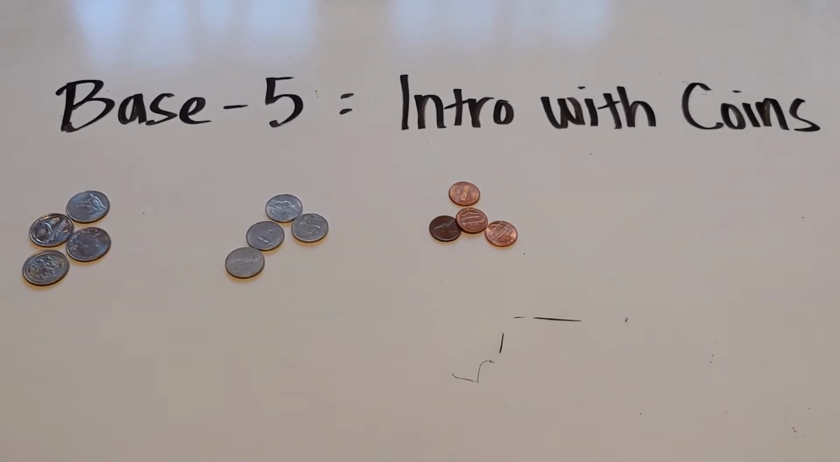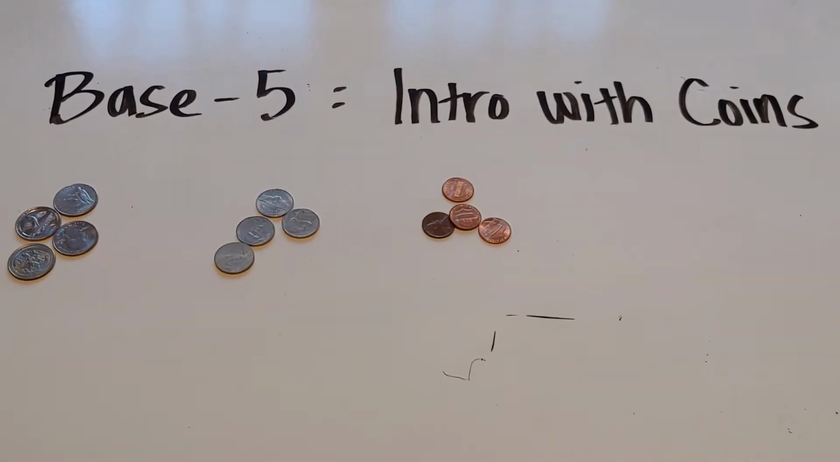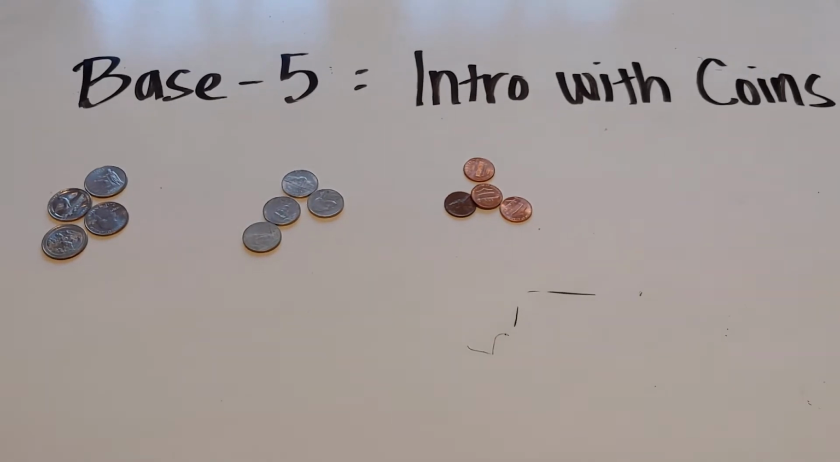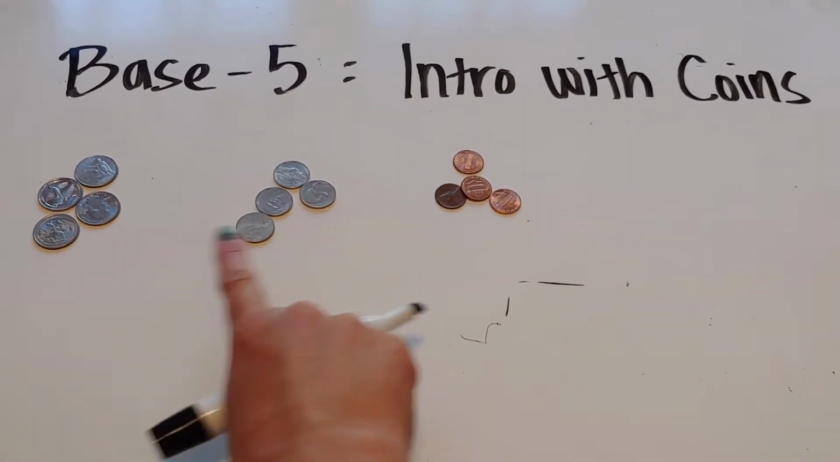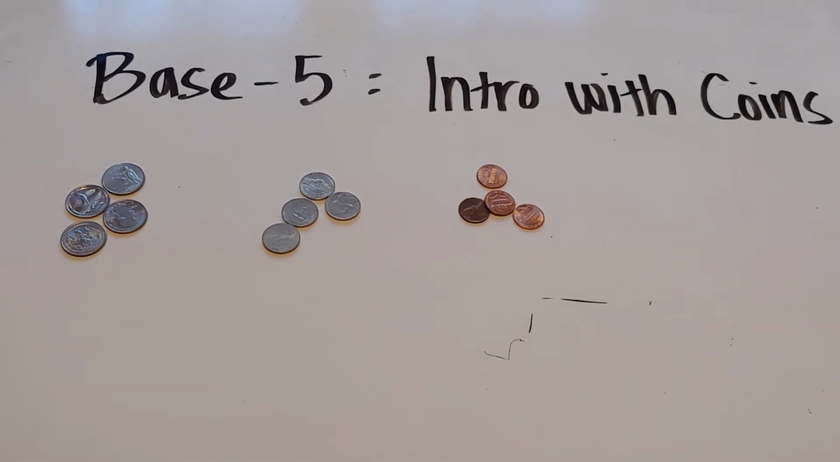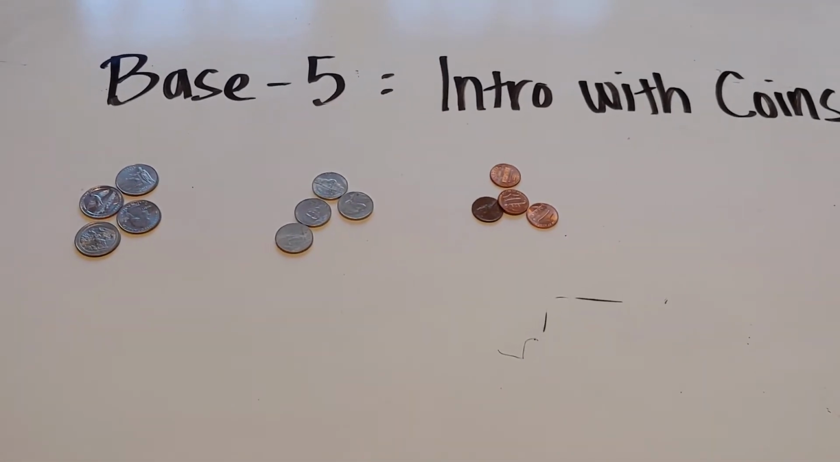We're going to do our first base other than base 10, which is base 5. And as you can see, we're going to use coins. The coins that we're going to use are 4 pennies, 4 nickels, and 4 quarters. Now, if you're wondering, why did I choose pennies, nickels, and quarters?